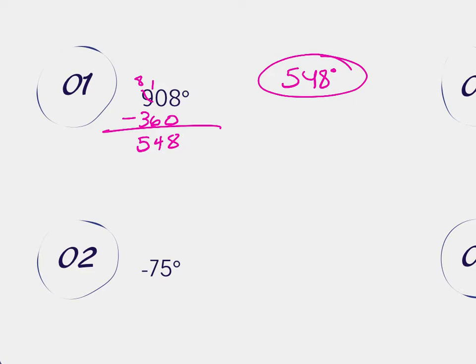Now I need a negative. To be a positive coterminal angle, it just has to be positive. To be a negative, it just has to be negative. So if I take this and subtract 360 from it, 188, that would also be a positive coterminal angle. I haven't gotten negative yet, right? One more time.